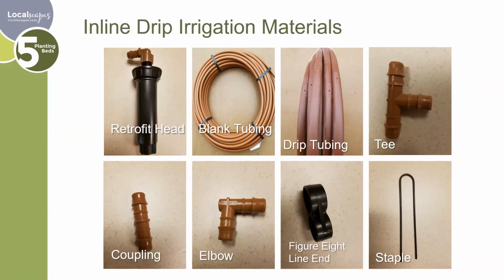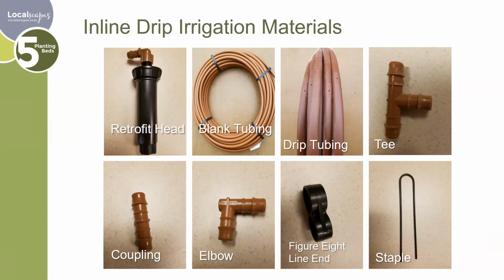And we have the drip tubing, which you can see the little holes in. Those are the emitters. So those are where the water is going to be coming out. And there are different tubings with different spacing for the emitters. They'll be closer together, the emitters, or they'll be farther away. And then your T, your coupling, and your elbow are your different joints in connecting the tubing together.